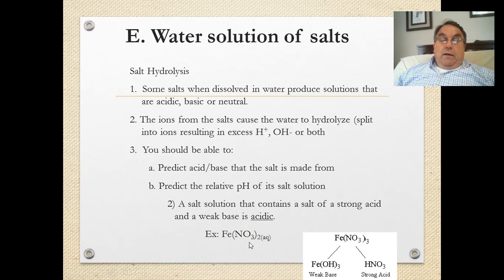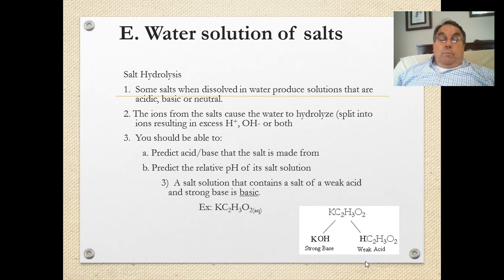Here's an example, iron nitrate, of a salt that would end up as acidic. Well, how do we know that? Well, the iron produces a base that is weak, and the nitric acid is one of the strong acids. So a strong acid will neutralize a weak base and end up with an acidic solution. What about a basic solution? Well, if we look at potassium acetate, potassium comes from the strong base potassium hydroxide, and the acetate comes from the weak acid, acetic acid.